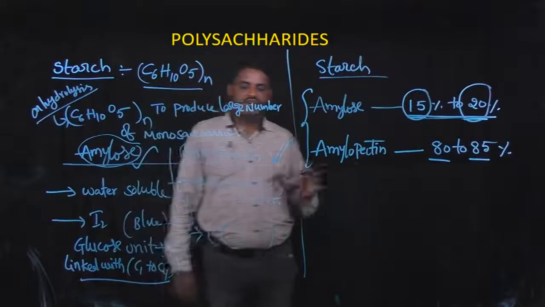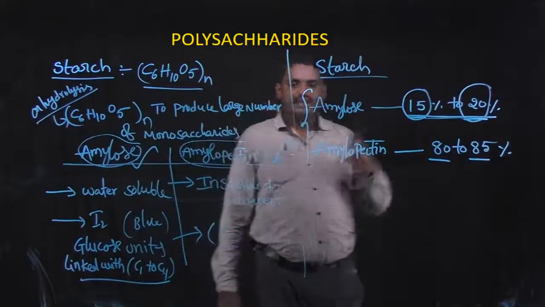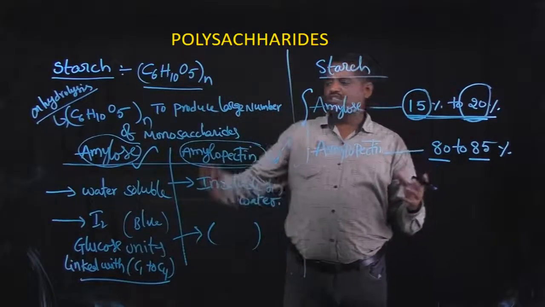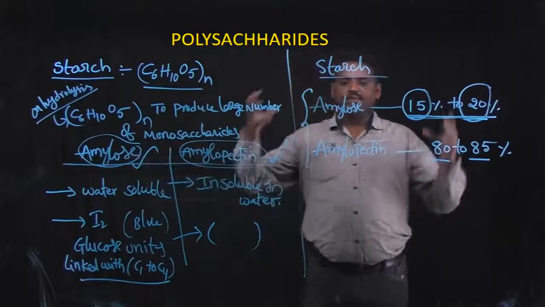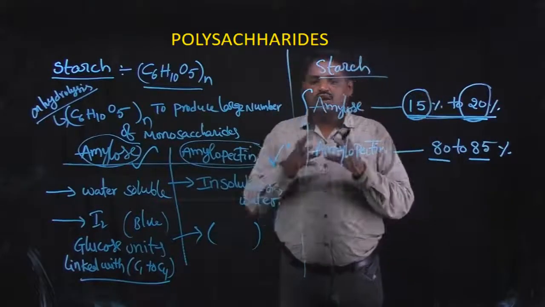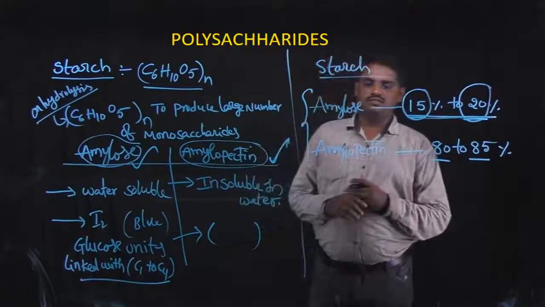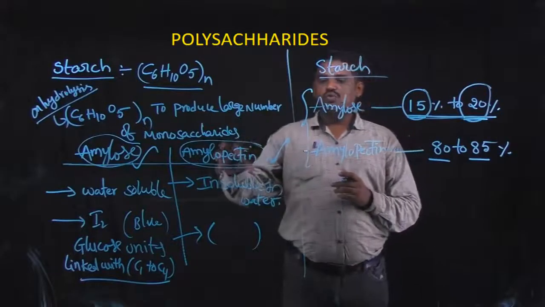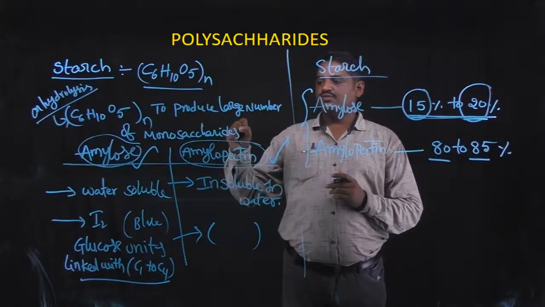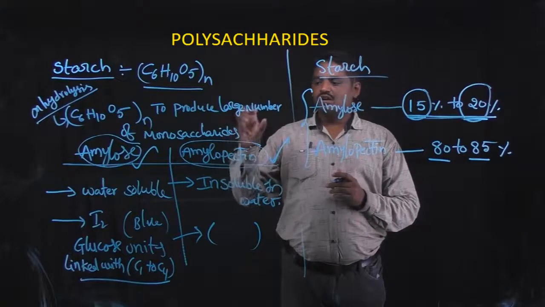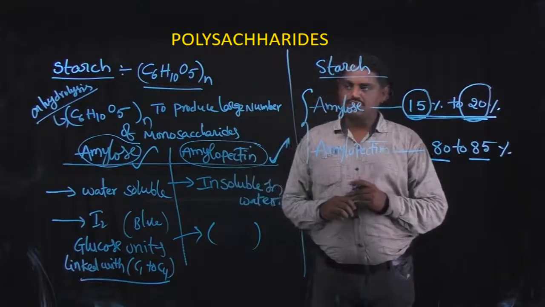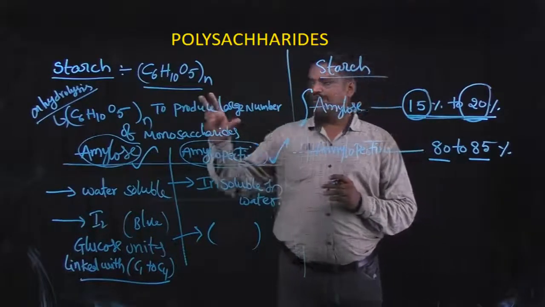Generally, starch contains two units, amylose and amylopectin. Amylose is completely soluble in water, but amylopectin is not soluble in water. Okay, these are the two different properties of the two different components in starch. Okay, once again, I will repeat these points.